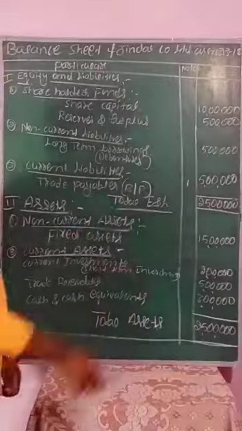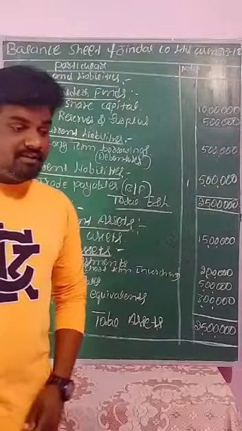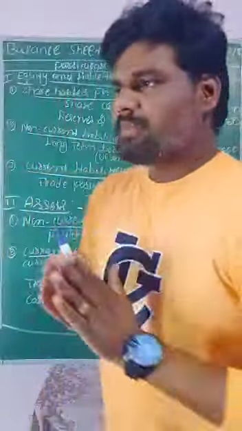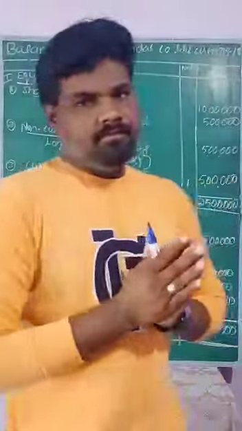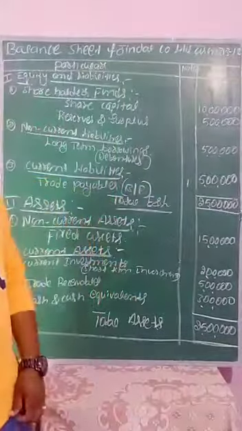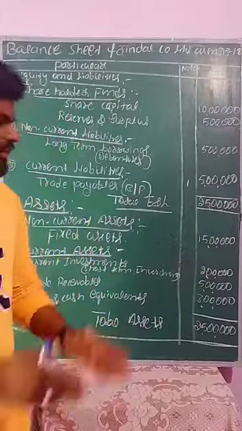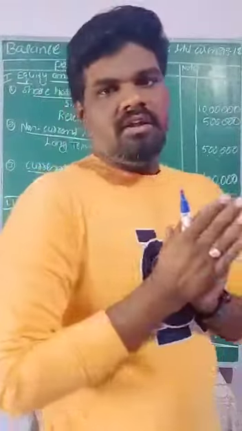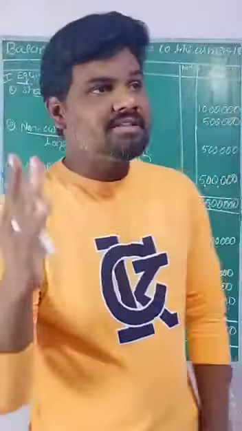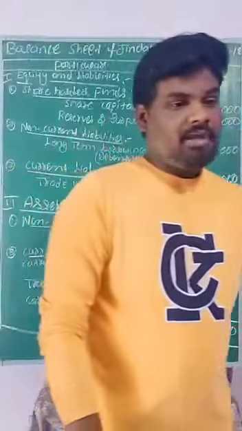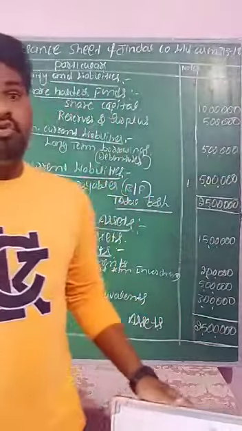The next headline under equity and liabilities is current liabilities. Current liabilities means those liabilities which are settled within 12 months. Such liabilities we can record under current liabilities only. Here, under current liabilities, they gave two transactions: creditors as well as bills payable, which together make trade payables.